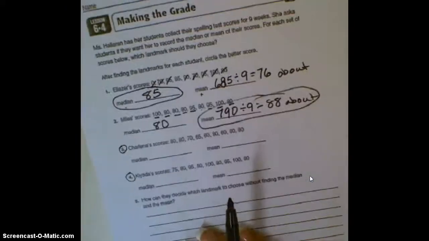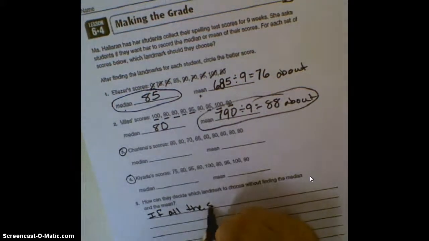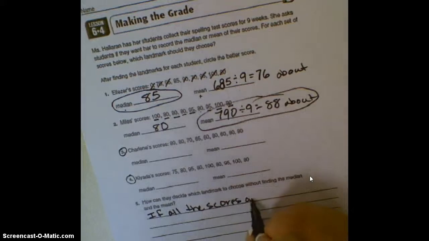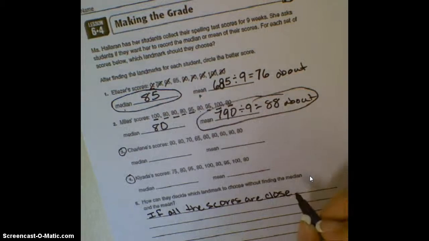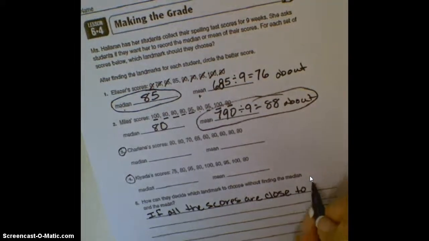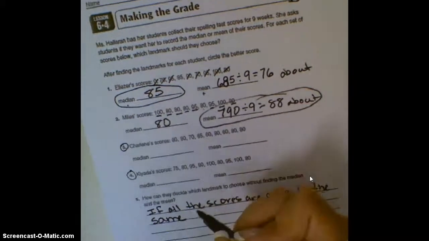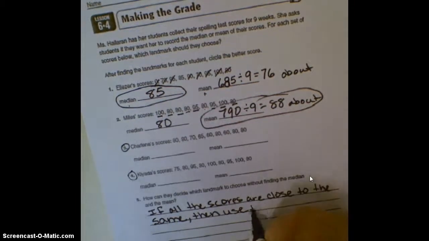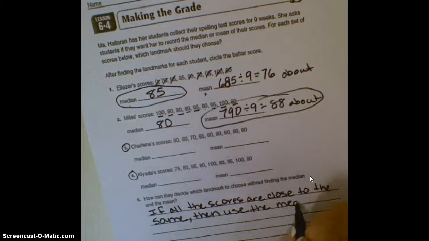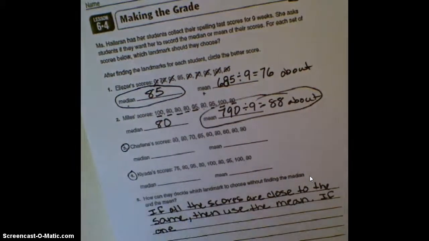So if the scores are close, if all the scores are close, about the same or close? Well, we'll use close. Are close to the same. There we go. If all the scores are close to the same, then we want the mean. If, like Elizer's up there, if one is really low or really high, then use the median.